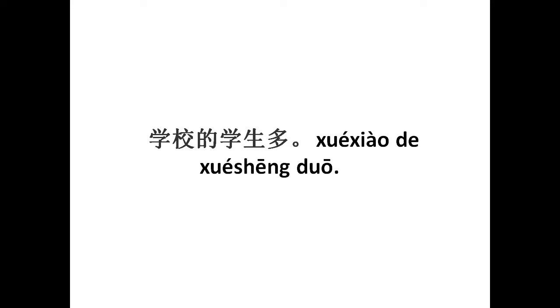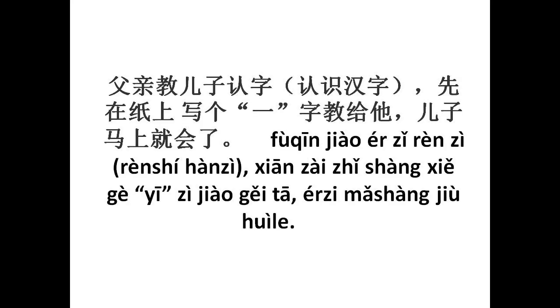Let us move on to the sixth exercise. This is a short passage. Let us read this passage. The passage is titled 认字. Ren is to recognize and Z is a Chinese character, recognizing Chinese characters. Let us read this passage. 父亲教儿子认字. So the father is teaching his son to recognize characters. 认识汉字, to recognize Chinese characters.